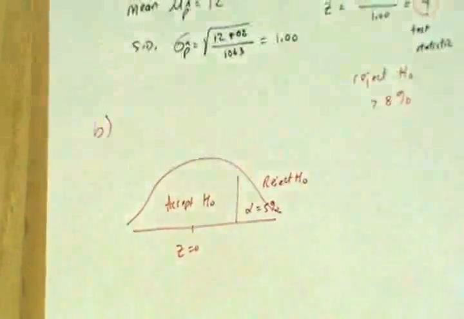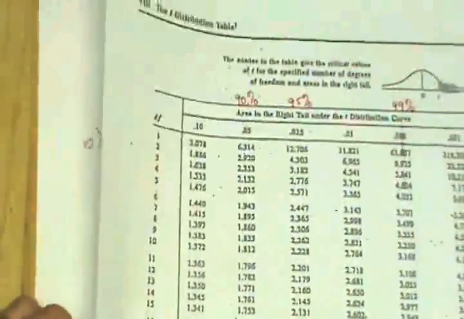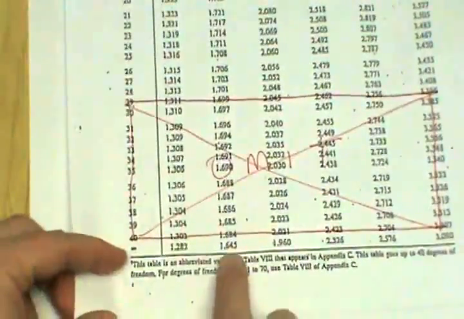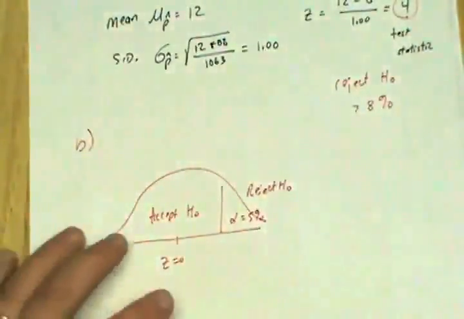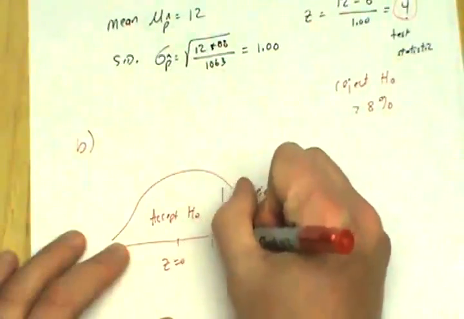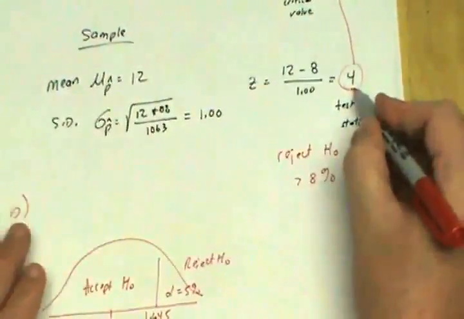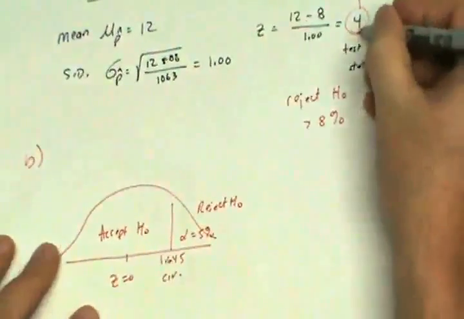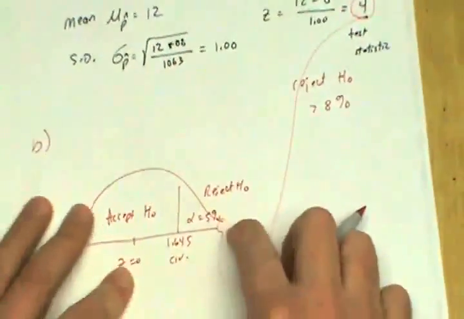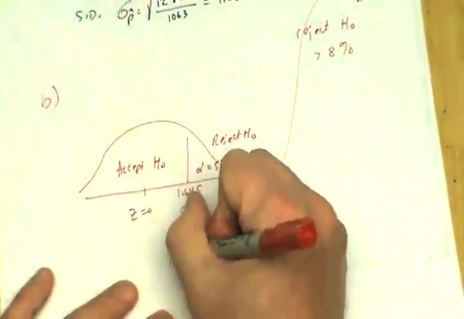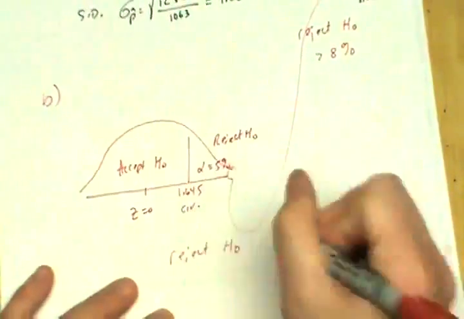Okay, 5%. T-chart, 0.05. Go all the way to the bottom because our sample size was 30 or more, so we get it back at 1.645. Our test statistic, our z-score for the sample is 4. 4 is beyond 1.645. That ends up in the tail, which is the rejection region.